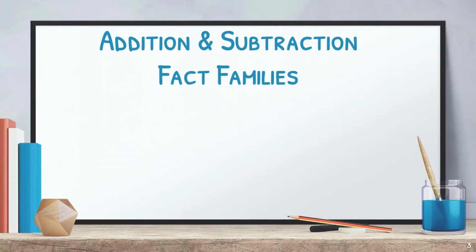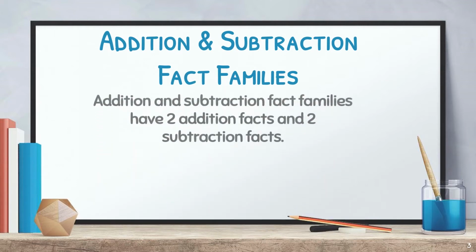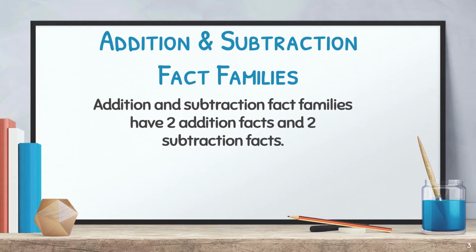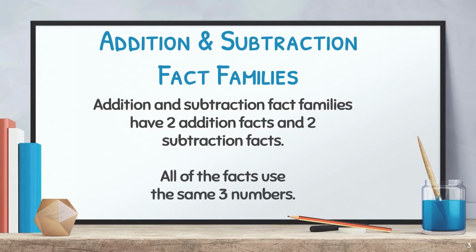You will see in this lesson that there are two different types of fact families that you'll encounter. First type is addition and subtraction fact families. Okay, so addition and subtraction fact families will have two addition facts and two subtraction facts, for a total of 4 facts. Half of them, or 2 of them, are addition and 2 of them are subtraction. All of those 4 facts use the same 3 numbers.